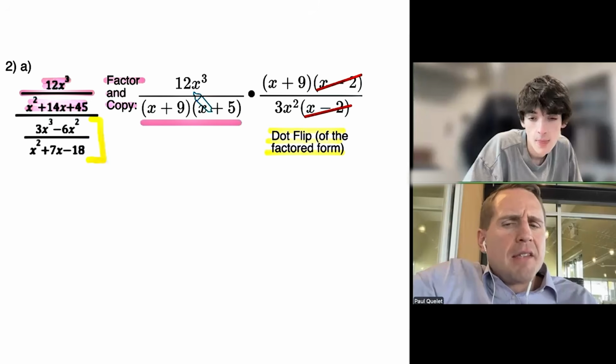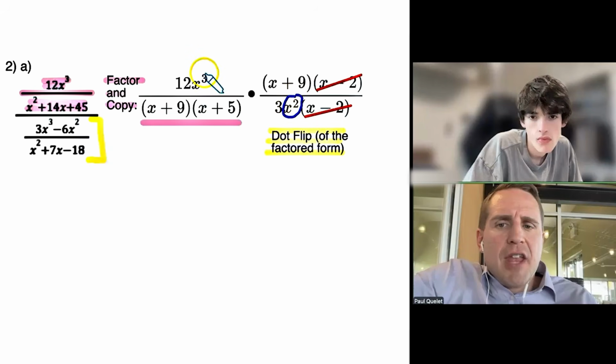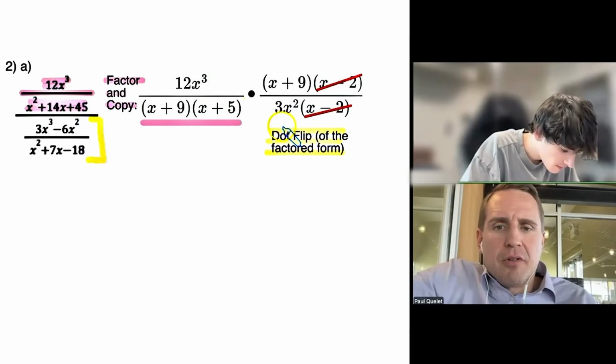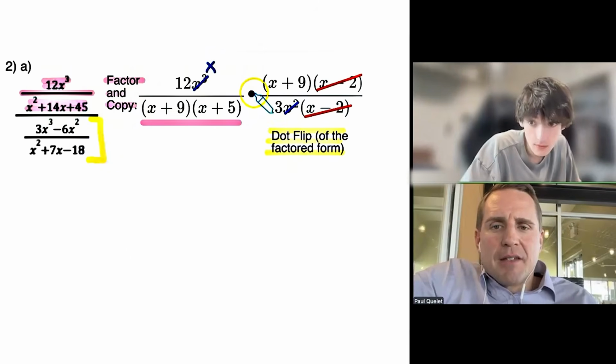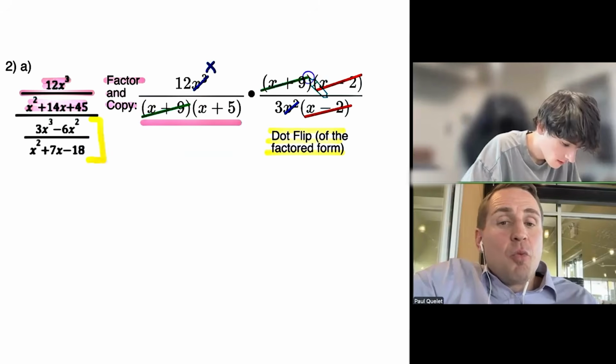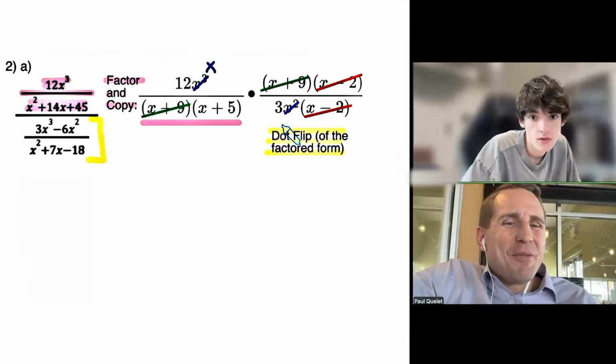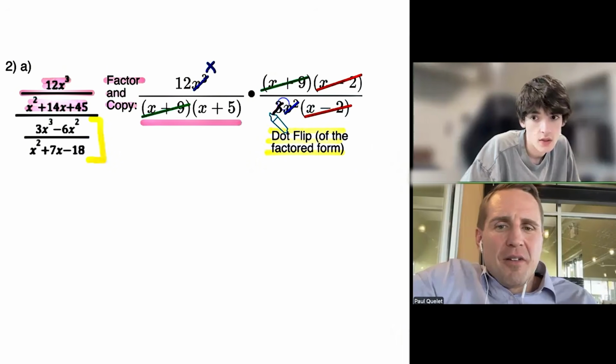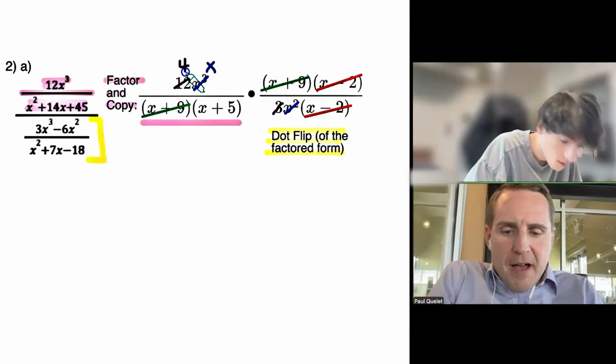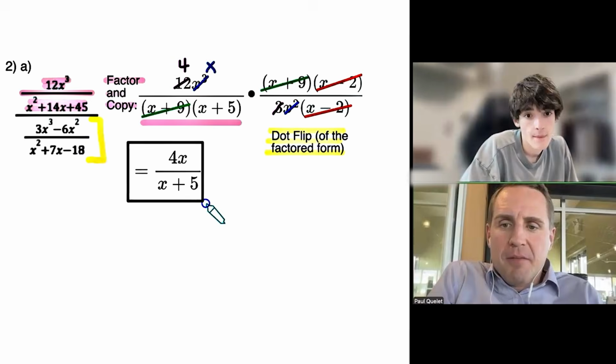What else? I'd say we can cancel, because there's an x squared here, and there's an x cubed here. So I think that we can cancel out x to the power 2. Then, what about the x plus 9s? Yeah, those cancel. And I think there's one more little thing. Yeah, 3 and 12. You're left with 4. Right, 4 up here. 4x over x plus 5. No parentheses even needed. And that'd be our answer.